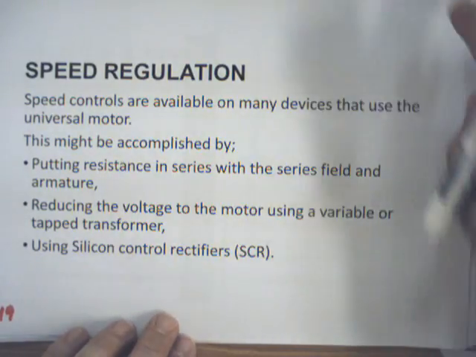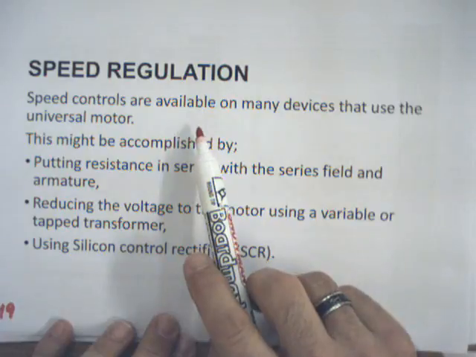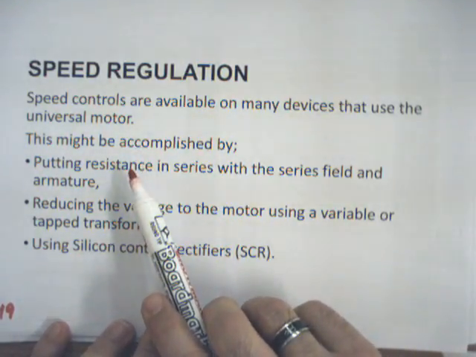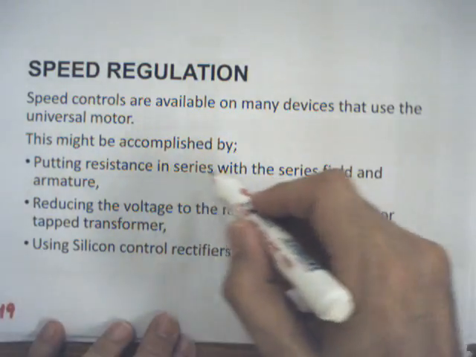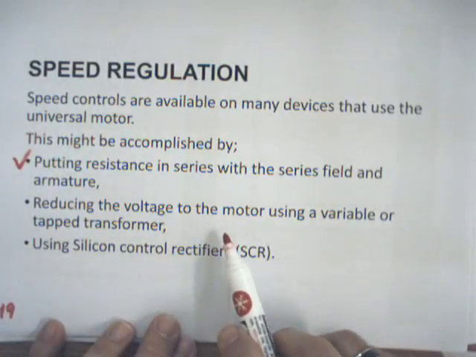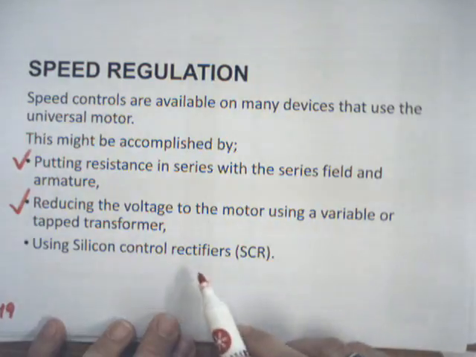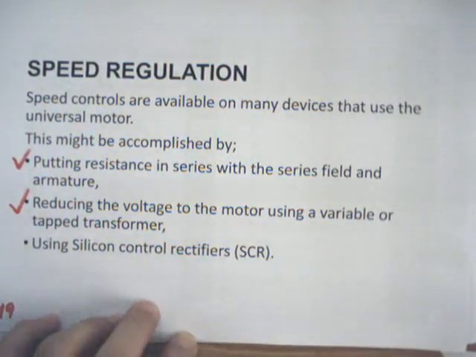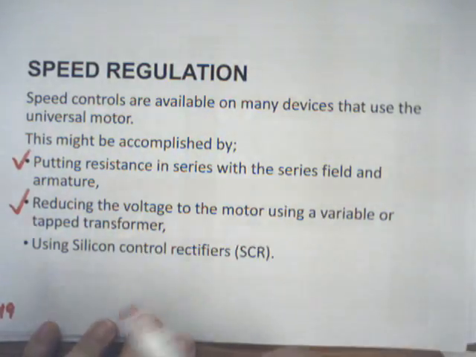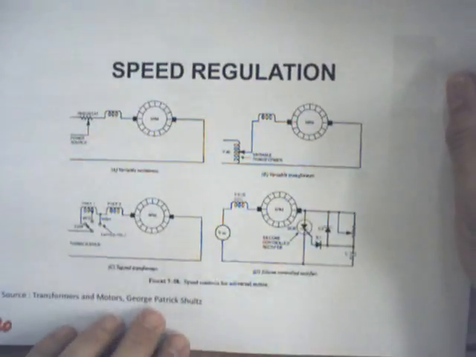So since speed is varying, we need to regulate it. Speed controls are available on many devices that use universal motors. This might be accomplished by putting a resistance in series with the series field and armature, reducing the voltage to the motor using a variable or tapped transformer, or we can use silicon controlled rectifiers to adjust the average level of the AC. So schematically they are given like this.